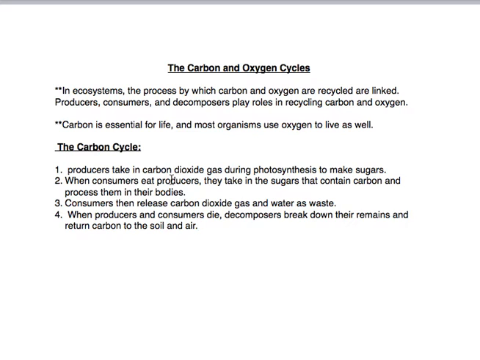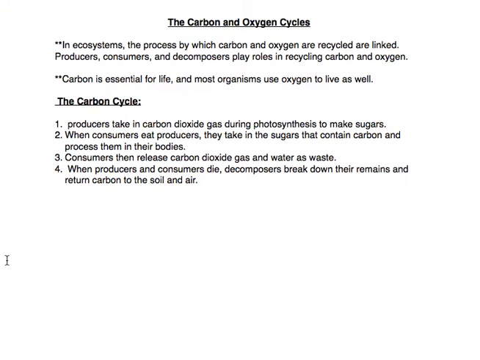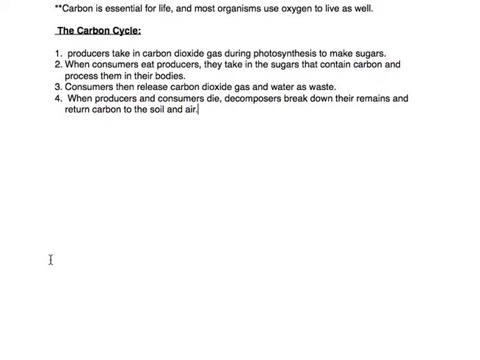So producers take in carbon dioxide during photosynthesis to make sugars. Consumers eat the producers, taking in those sugars that contain carbon, process them in their bodies, and then release carbon dioxide gas as well as water as waste. And then when producers and consumers die, decomposers also break down the remains and return more carbon to the soil and air in that way too. So here are some pictures of that cycle.